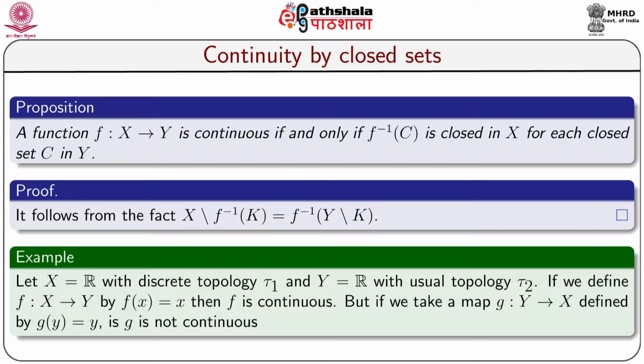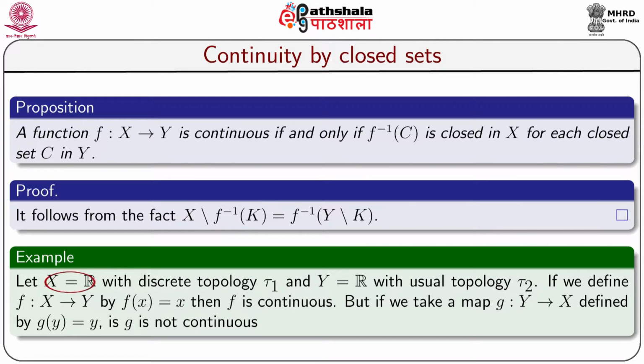Proposition: a function f from X to Y is continuous if and only if f inverse of C is closed for each closed set C in Y. Its proof follows as inverse function behaves well. In fact, from this equality its proof follows, that is, X minus f inverse of K is equal to f inverse of Y minus K.